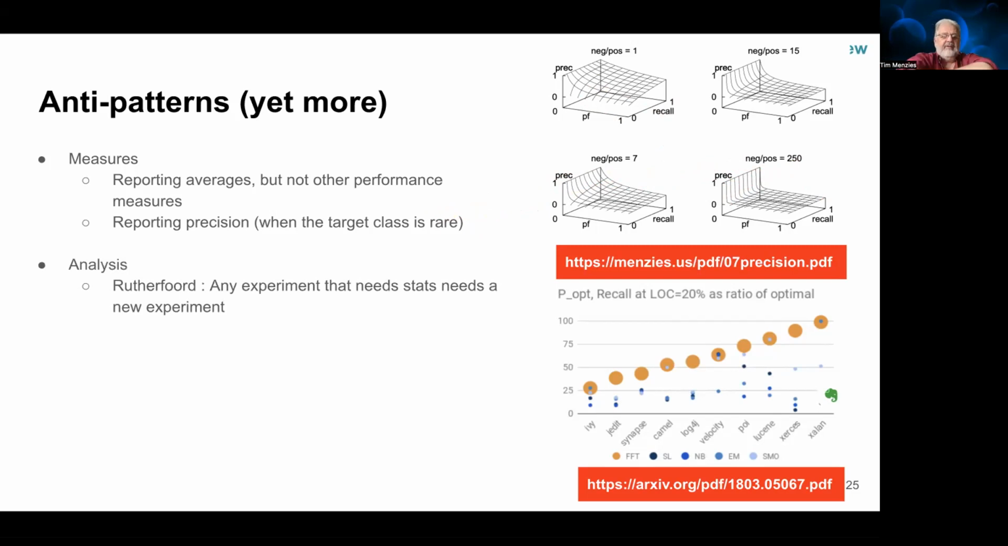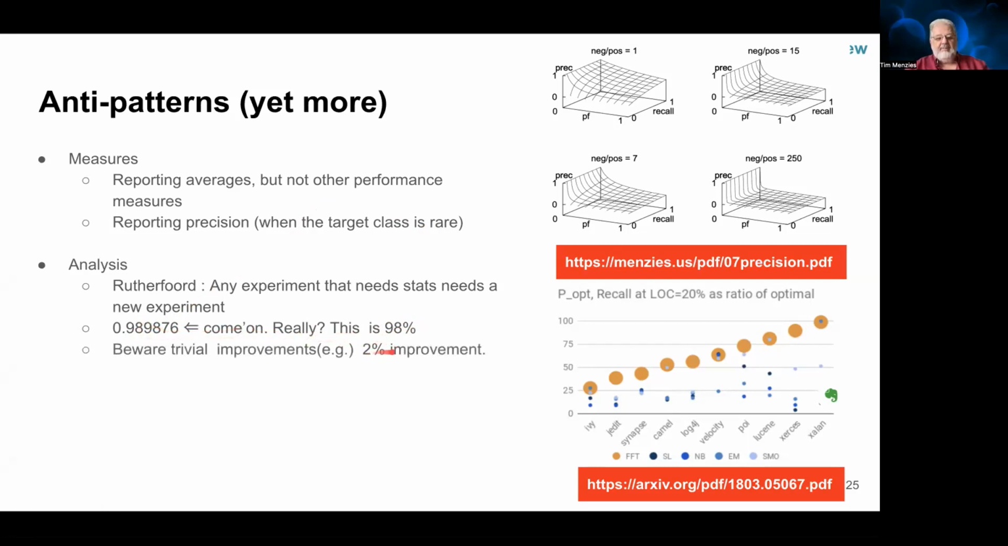There's a great quote I like from Ernest Rutherford, an atomic physicist, who said, any experiment that needs stats needs an experiment. I love that quote. If you really need to justify your thing at the 7th decimal place with really complicated stats, you've probably done the wrong experiment. I really get bothered when I see papers that report 0.989876. Dude, come on, that's 98%. In fact, that's 99%. Just chill out. Beware trivial improvements like 2%.